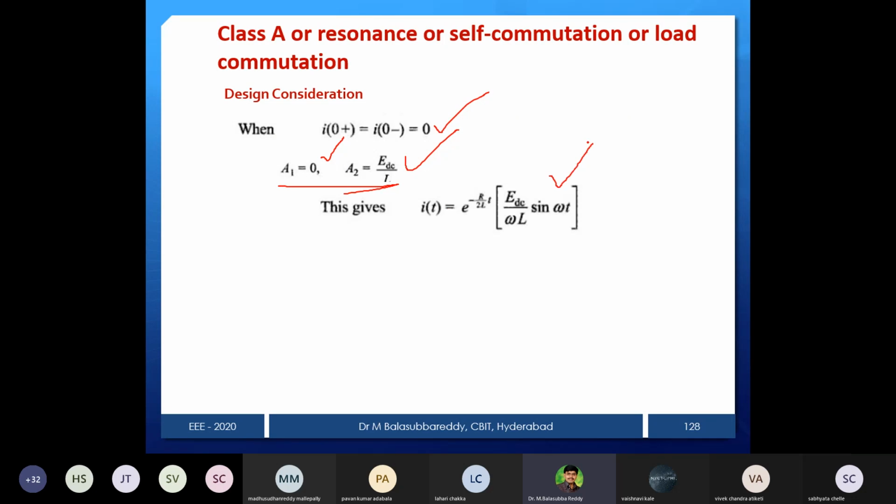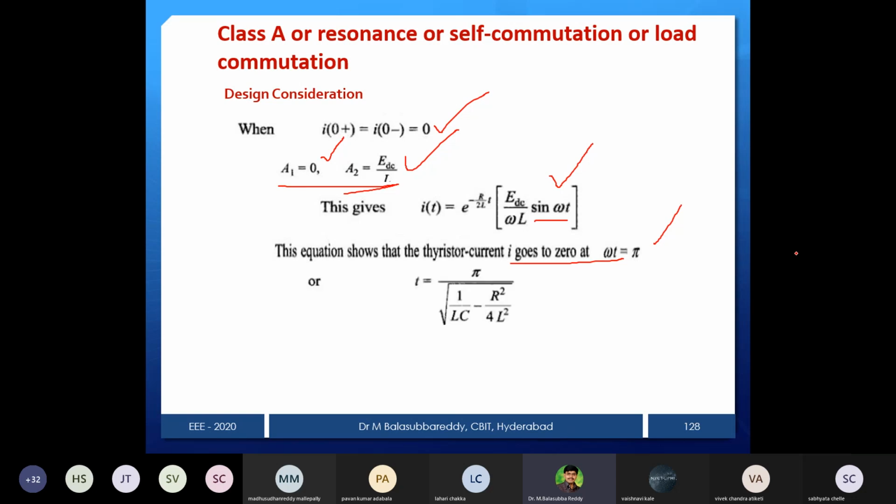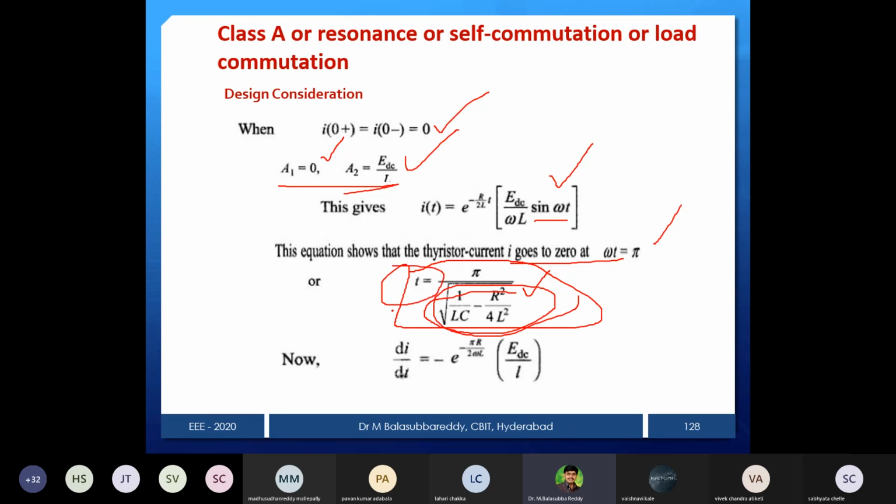Now what you want is the different instants across the device. This equation shows that the thyristor current I goes to 0 at omega t equal to pi. If you represent that, that will be the current passing through the device. The thyristor current goes to 0, and t you can find from this. As I mentioned, at what instant it becomes 0 is decided by the commutating element parameters. If you change these parameters, the thyristor turn-off instant automatically changes.